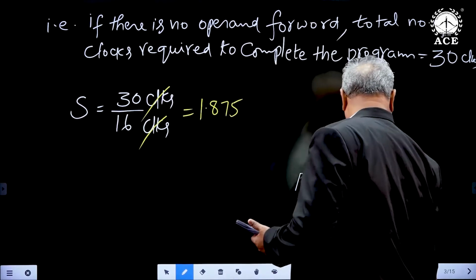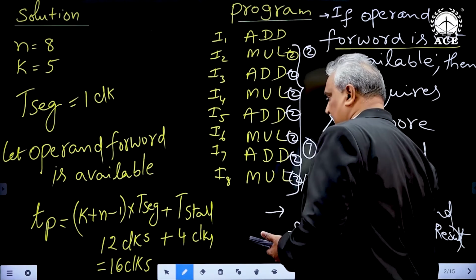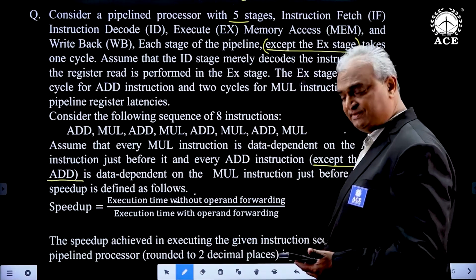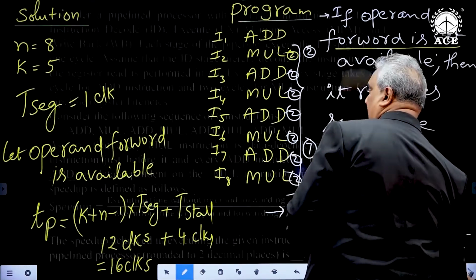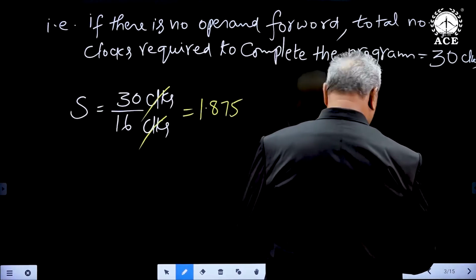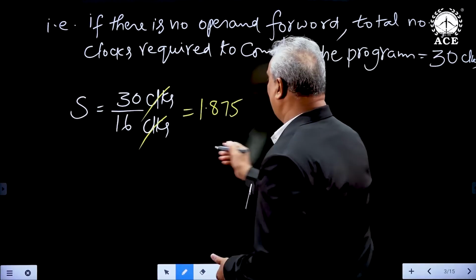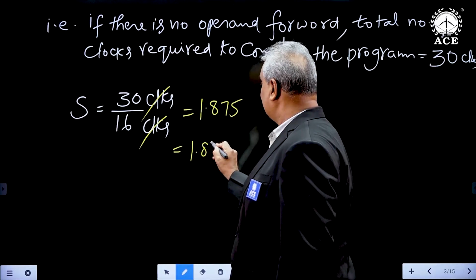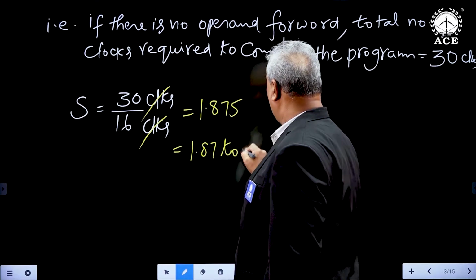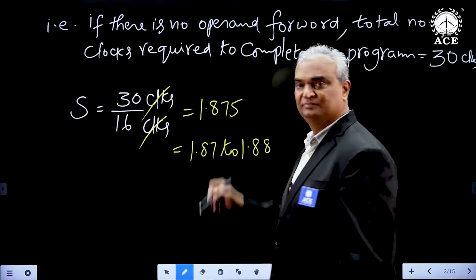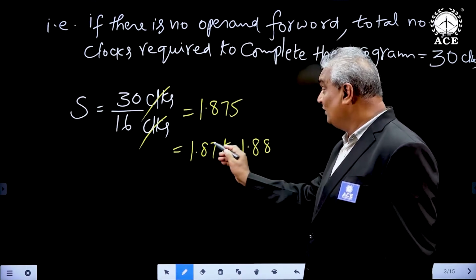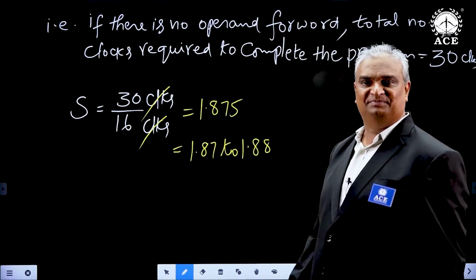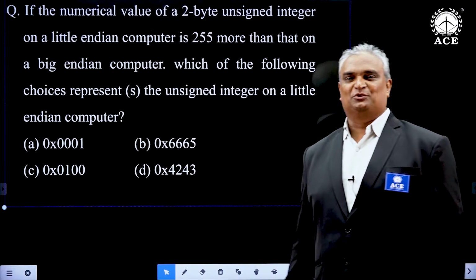You remember one thing? In the question, he asked rounded to 2 decimal places. Then we got 1.875. That's why the answer should be between 1.87 to 1.88. Because since it is 5, we can write the answer like this, 1.87 to 1.88. Observe next question.